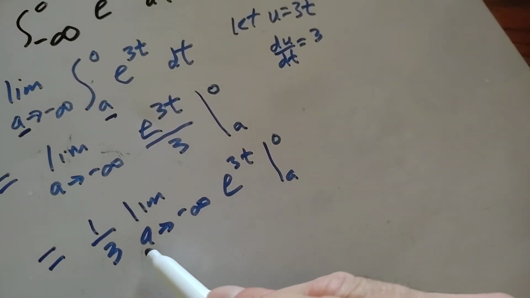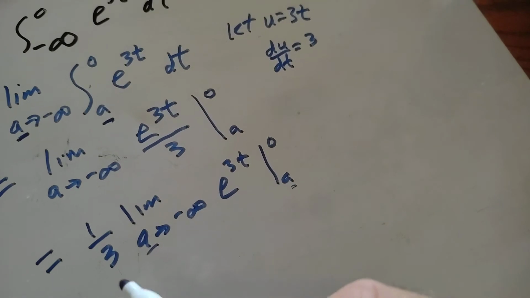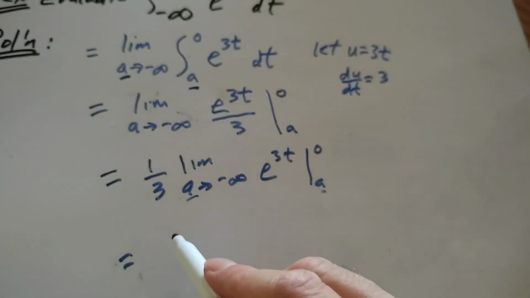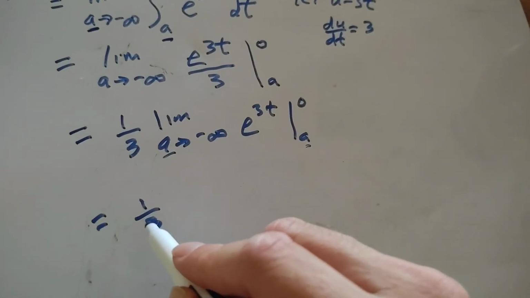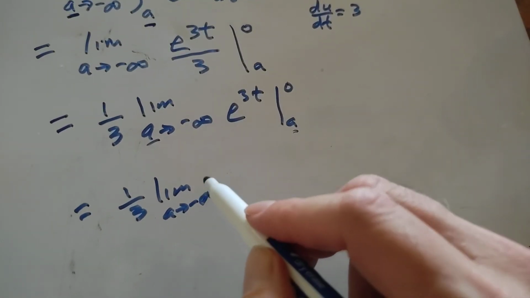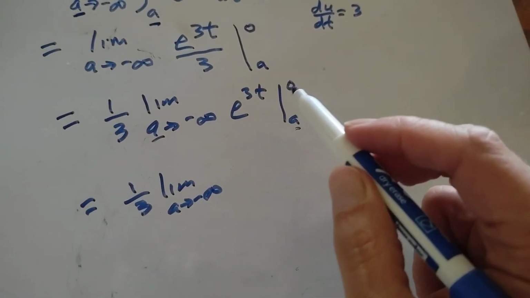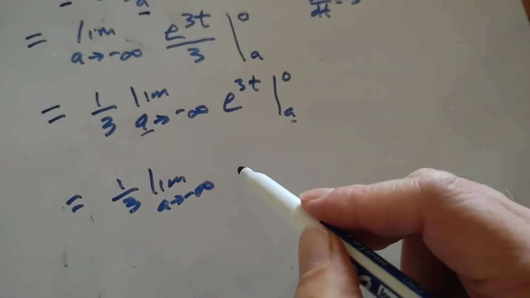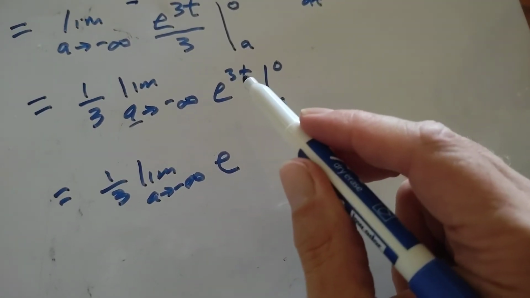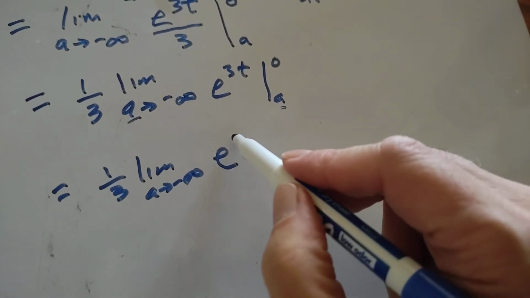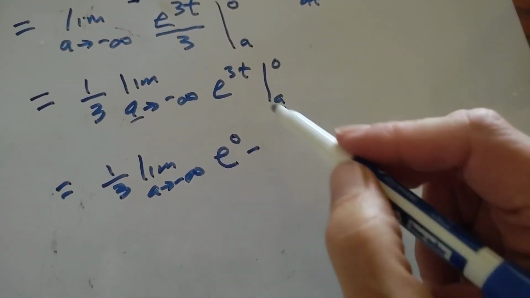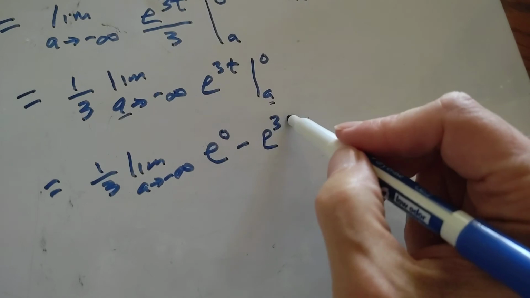So here again, the a's occur in pairs. That's a good sign. Okay, so this is now going to equal 1/3 the limit as a approaches negative infinity of, and now we do the evaluation. Always input the top limit first. So this is going to be e to the 3. If I let t equal 0, 3 times 0 is just 0. So I'm just going to write e to the 0 minus, always minus, and then you input the lower limit. When I let t equal a, I'm going to end up with e to the 3a.